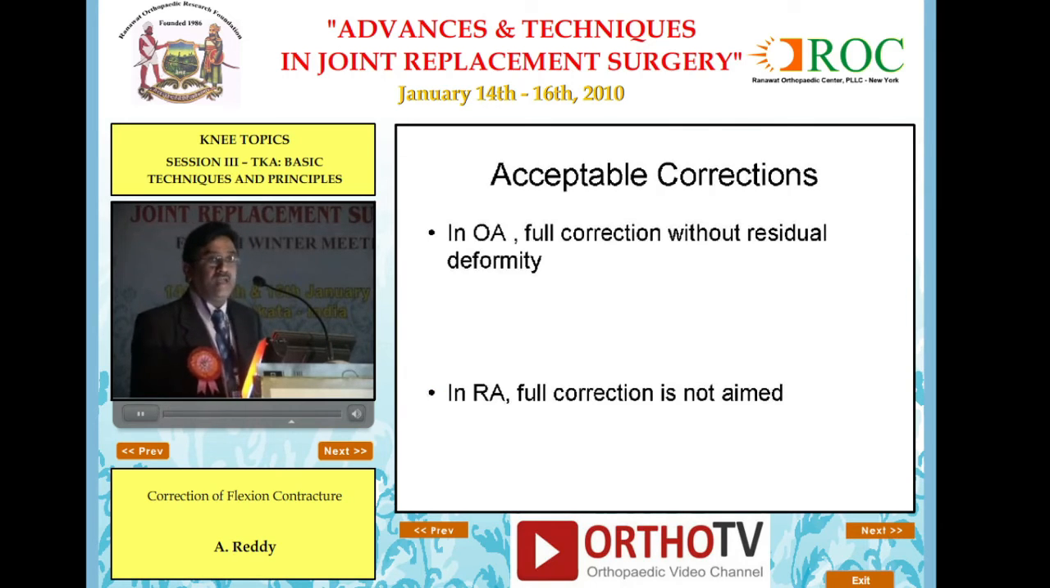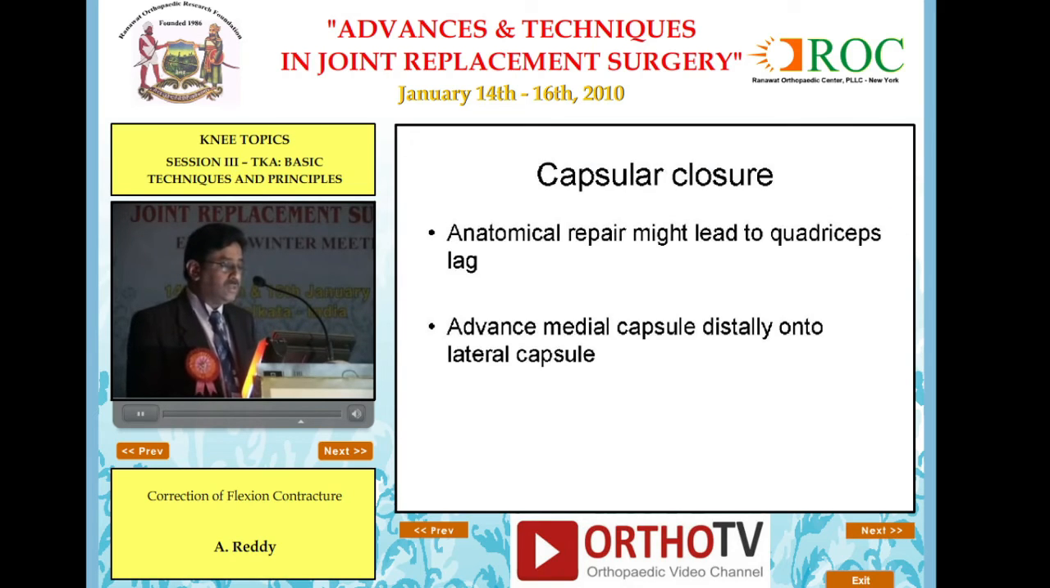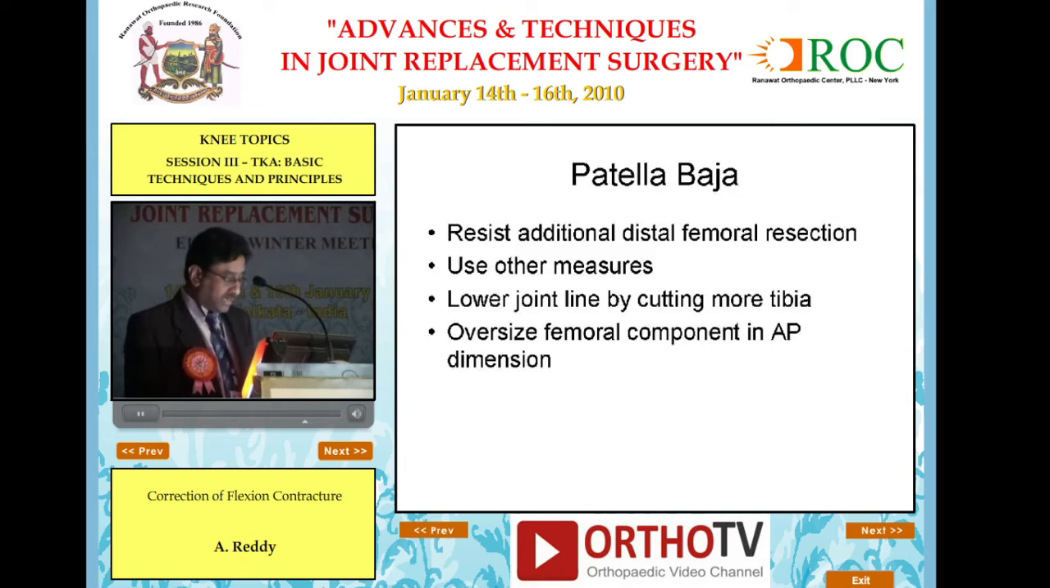Acceptable correction is again a thing of controversy. Some people do not accept residual contracture at all, but in my practice, I don't think there is any problem. In OA, aim for full correction without residual deformity, and in RA, full correction is not aimed for. Even in OA, if 10 degrees of residual deformity is present, all of them will correct in due course. Anatomical repair might lead to quadriceps lag. Advance the medial capsule distally onto the lateral capsule, like double breasting, in extreme flexion contractures. Patella baja is another item to be considered.